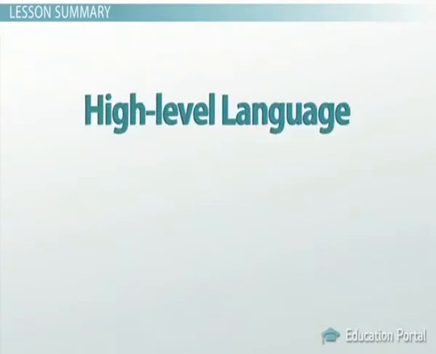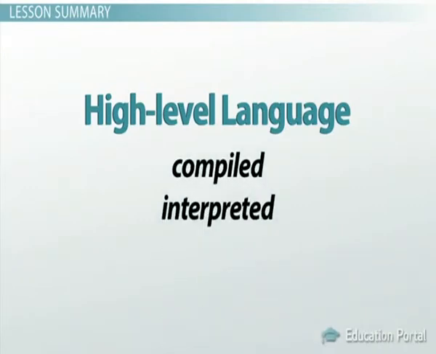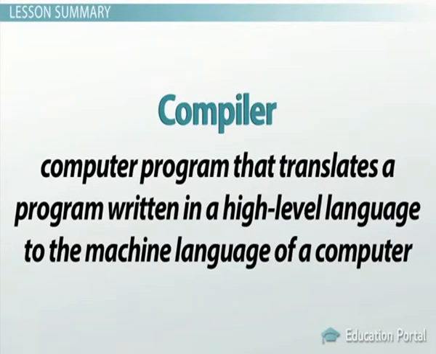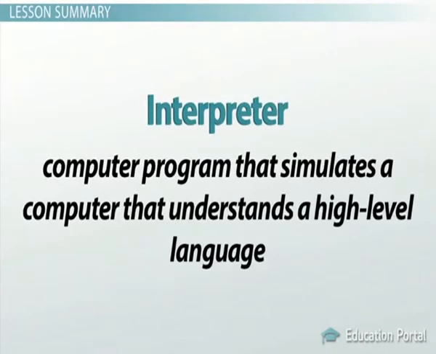A high-level language is a programming language that uses English and mathematical symbols in its instructions. To execute a program in a high-level language, it can be compiled or interpreted. A compiler translates the entire program written in a high-level language to a machine language prior to execution. An interpreter translates the program line by line during execution.